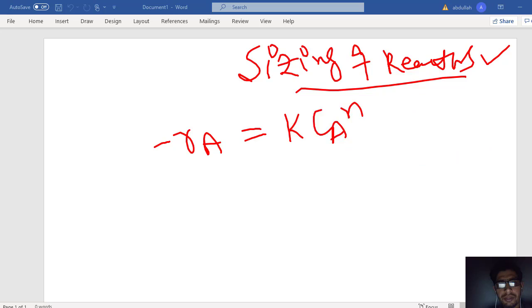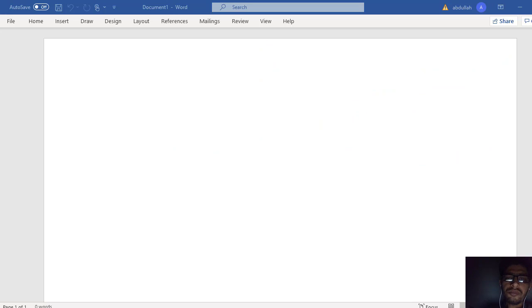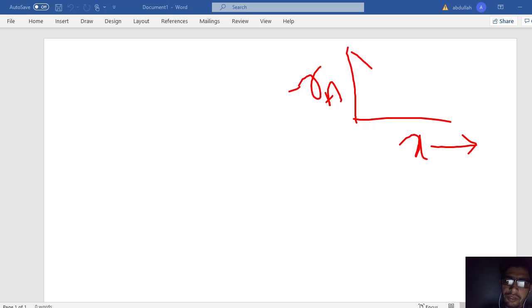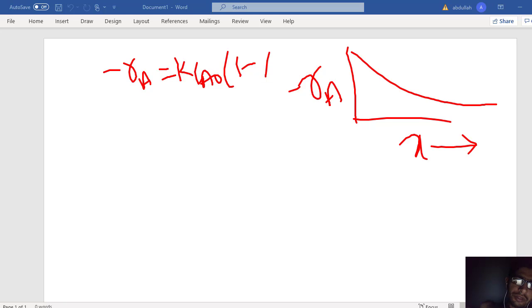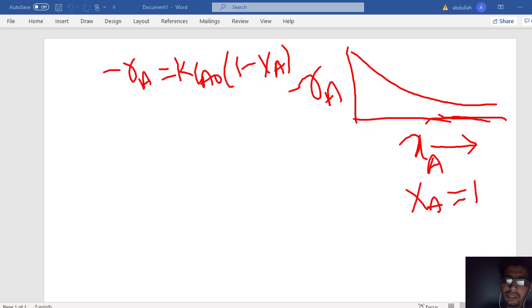Now what is the meaning of this? Graphically we can also show that as conversion increases, the rate of A decreases, as Ra is equal to K Ca0 into 1 minus xa. This is xa. For complete conversion, when xa is equal to 1, this term will be 0, so the rate will be 0.